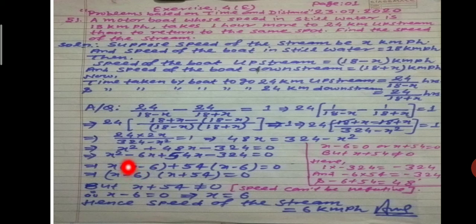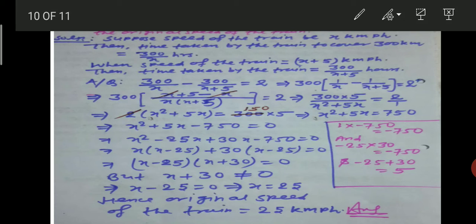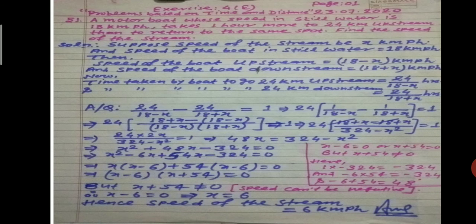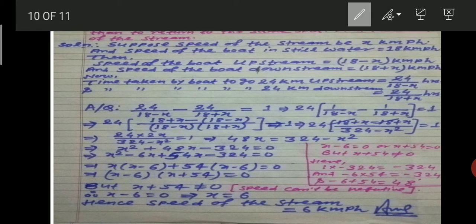This implies that x square minus 48x can be written as minus 6x plus 54x minus 324 is equal to 0. Now in these two terms x is common, then x minus 6 will be left here, plus 54 in the next two terms, then x minus 6 will be left here. Now x minus 6 is common, then x plus 54 will be left here.